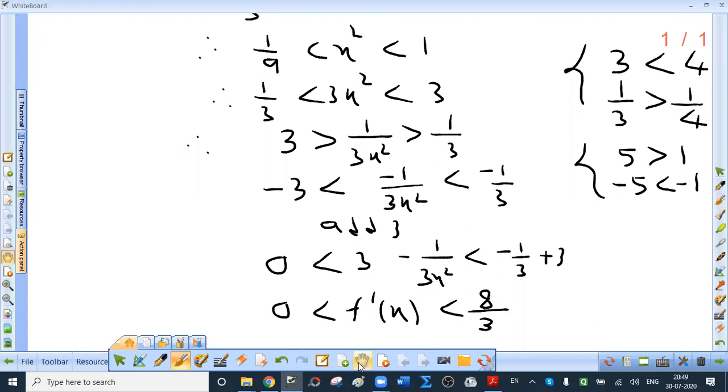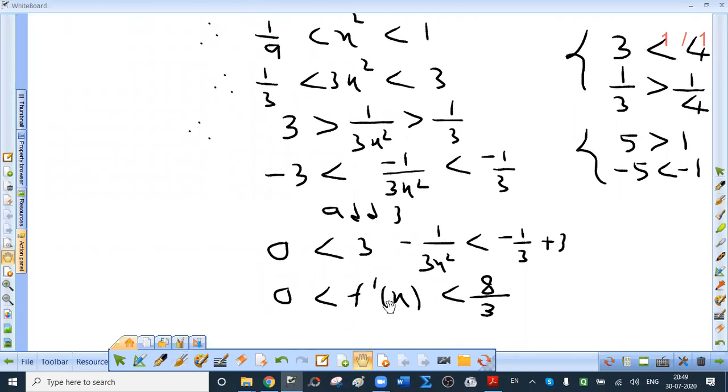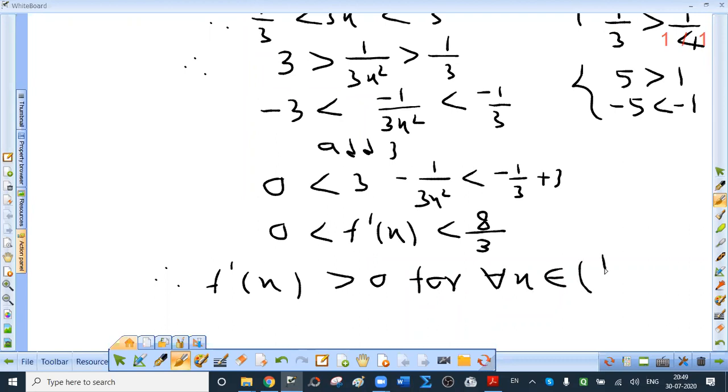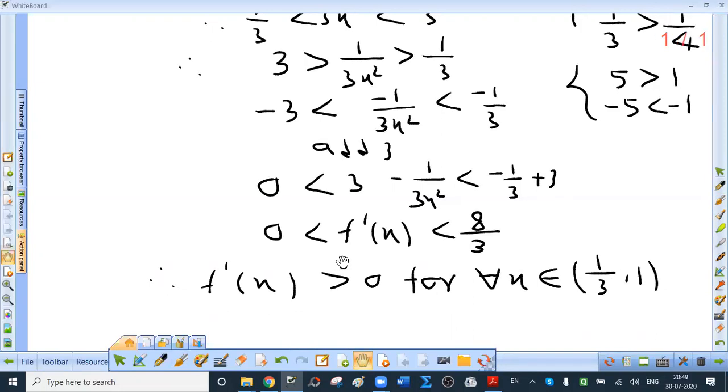Okay. And therefore, after this, I will say, therefore, f dash of x is greater than 0 for all x belonging to, what is the open interval? 1 upon 3, 1. Okay. I'll explain this part once again. Then I'll give time to write the solution.